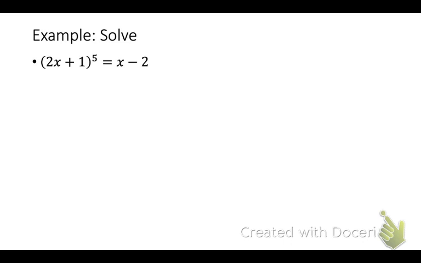Okay. 2x plus 1 to the 5th equals x minus 2.